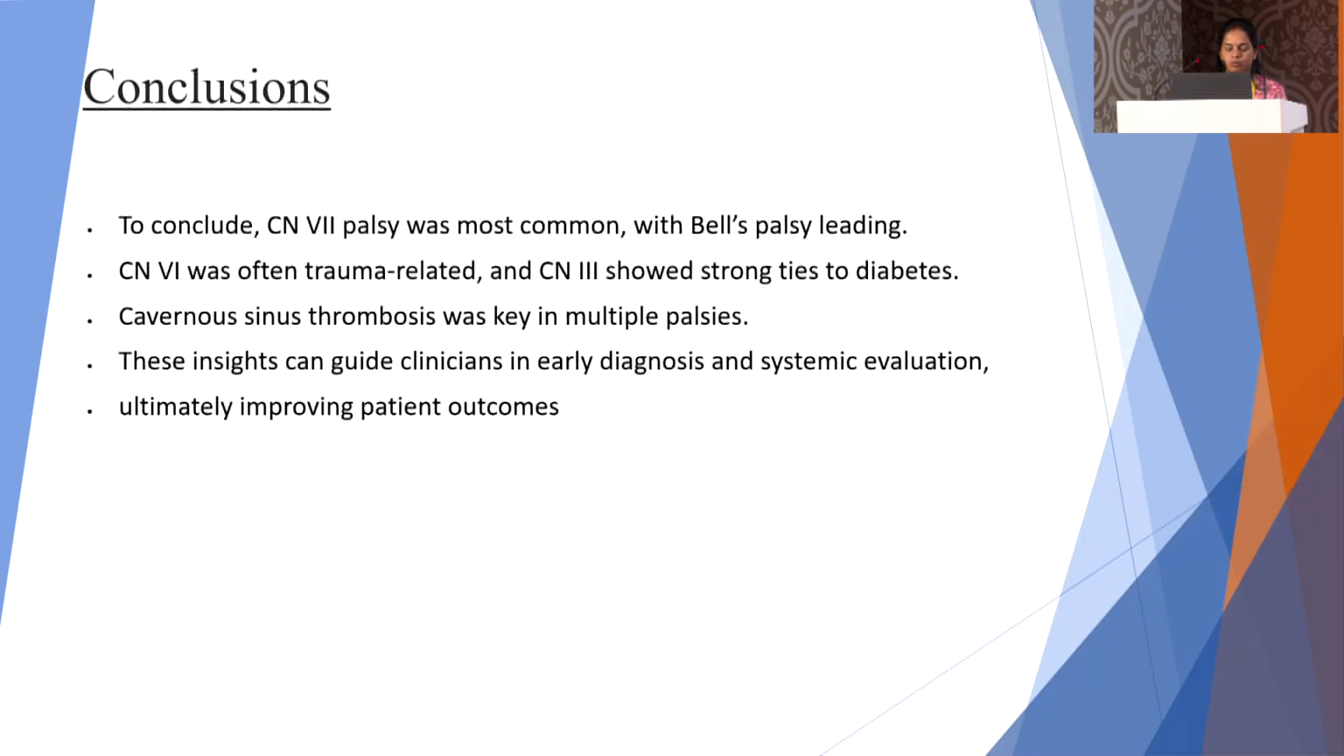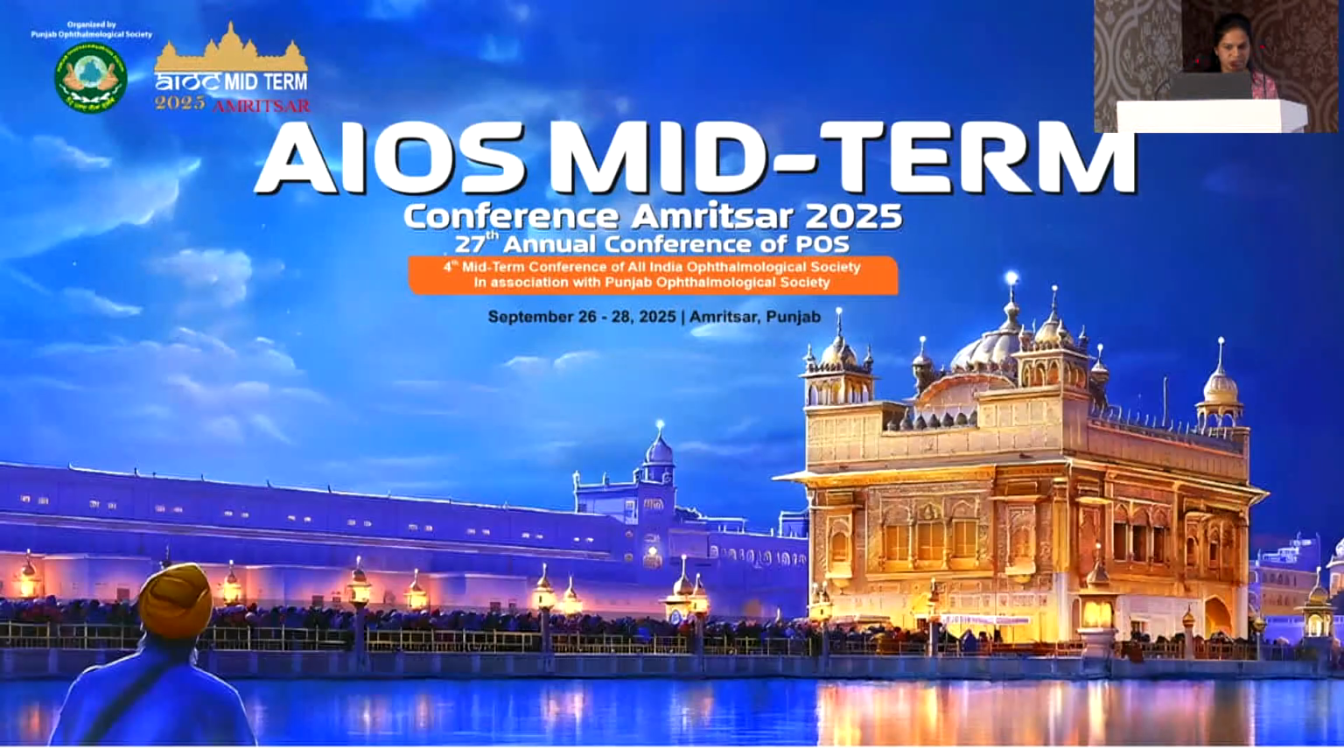I conclude that cranial nerve 7th palsy was most common, with Bell's palsy, and cranial nerve 6th was often trauma related. Third nerve palsy shows strong ties to diabetes. Cavernous sinus thrombosis was key in multiple palsies. These insights can guide clinicians in early diagnosis and systemic evaluation, ultimately improving patients' outcomes. Thank you so much. These are references. It's a good study with limited sample.